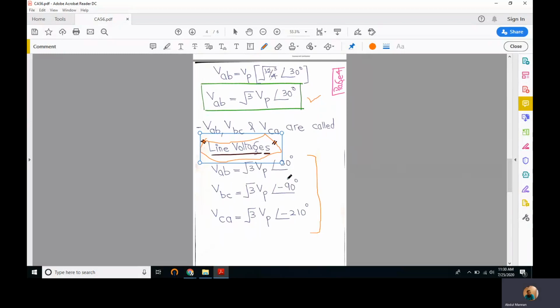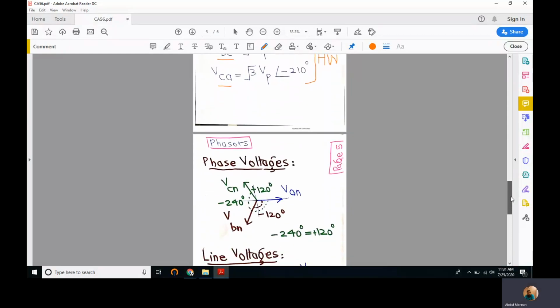So it can be your homework to prove that VBC computed using VBN minus VCN, and VCA computed using VCN minus VAN, should produce this. This is your homework. You have to verify it at home.